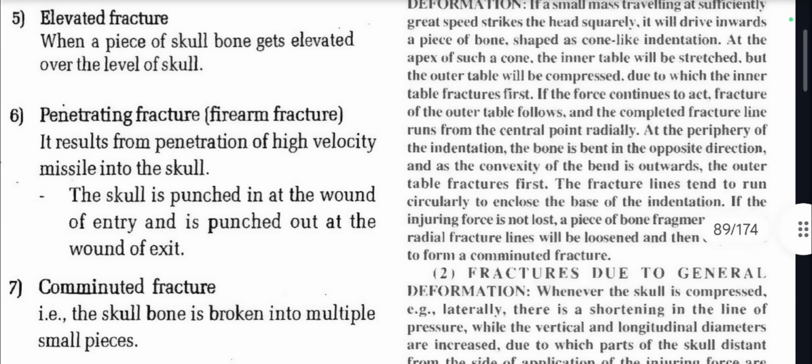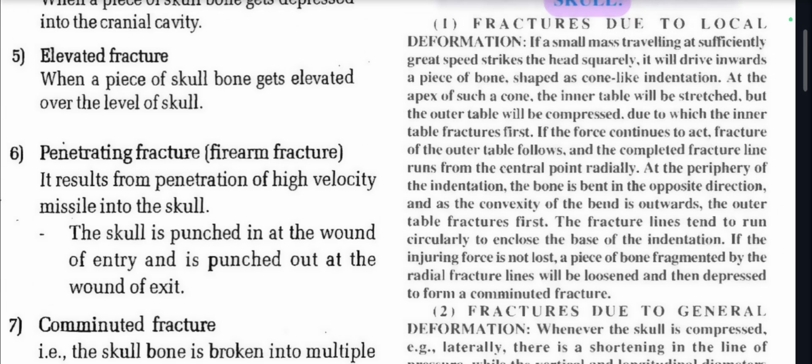Okay, so at the periphery of the indentation, the bone is bent in opposite direction. What they are trying to say is, whenever a small object hits the outer table of the bone, the force is going to travel to the inner table, and that would cause the fracture of the inner table. But if the force continues to apply on the outer table, then the force is going to travel peripherally in the outer layer of the skull. So at the end of the periphery, the pieces of bone, or say the fracture, would be facing outwards because of the force in the outward direction.